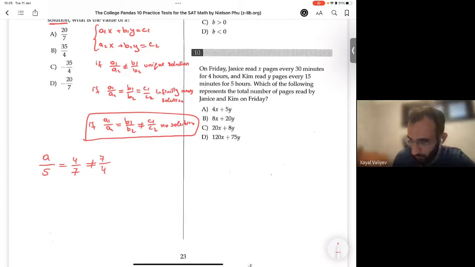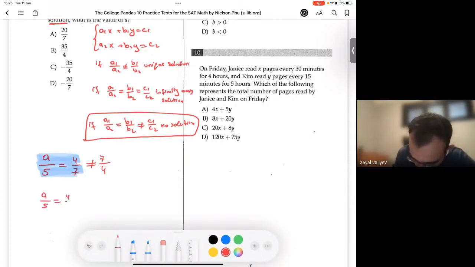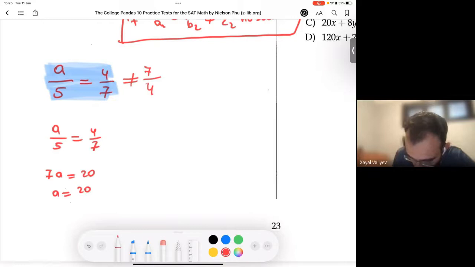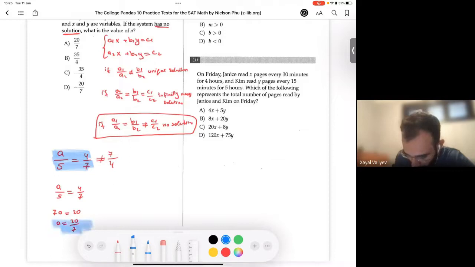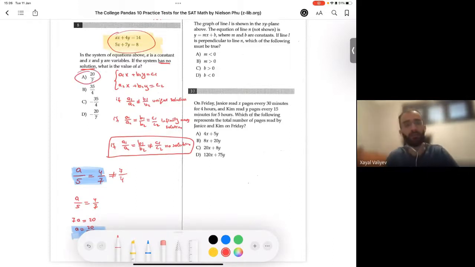But what is the value of a that makes it have no solution? We're going to take this part and write a divided by 5 equals 4 divided by 7. I'm just going to cross multiply it. That's going to be 7a equals 20, so a equals 20 over 7. So when a is 20 over 7, this system of equations does not have a solution. So I'll take option A as the correct answer. Got it?